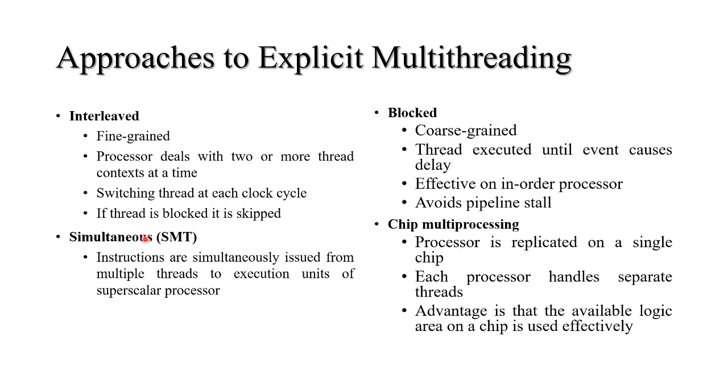Here the instructions are simultaneously issued from multiple threads to the execution units of a superscalar processor. This combines the wide superscalar instruction issue capability with the use of multiple thread contexts. And the next is chip multiprocessing. In this case, the entire processor is replicated on a single chip and each processor handles separate threads. The advantage of this approach is that the available logic area on a chip is used effectively without depending on ever increasing complexity in pipeline design.